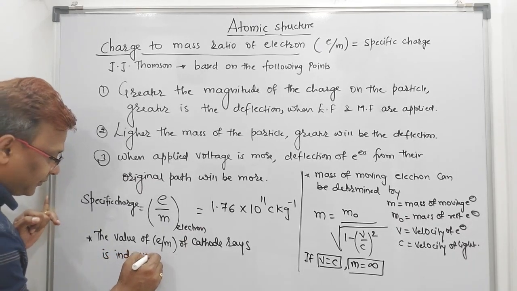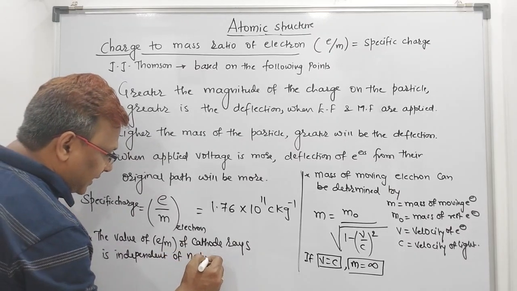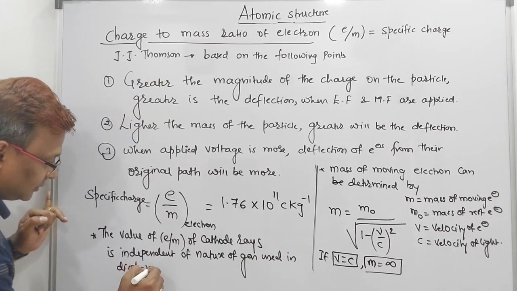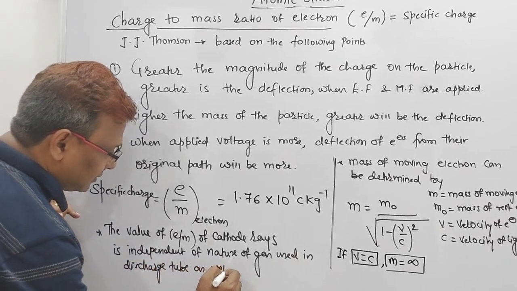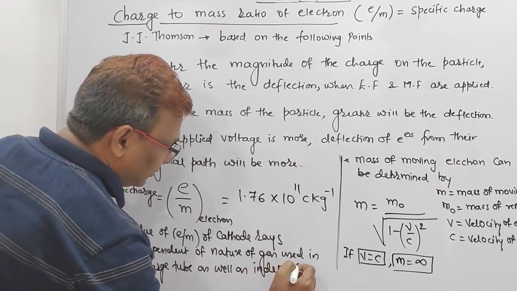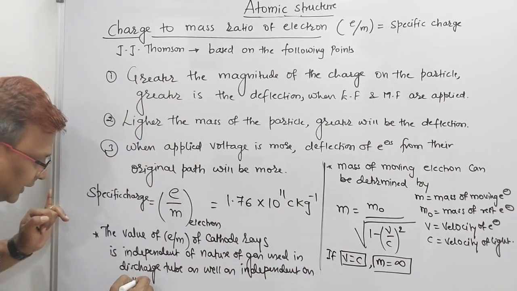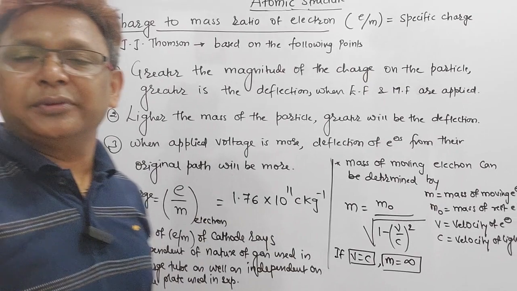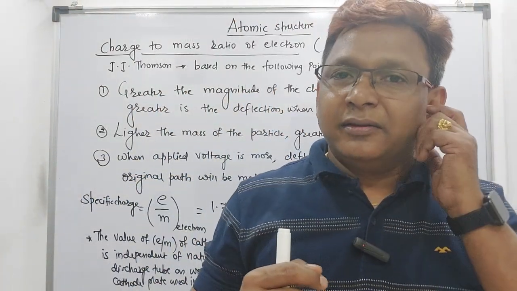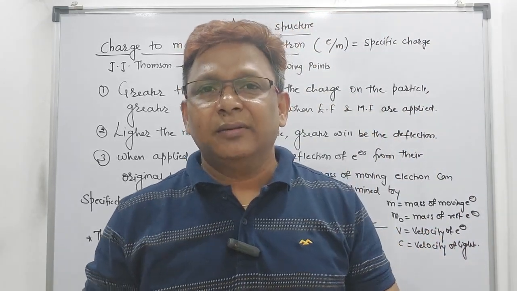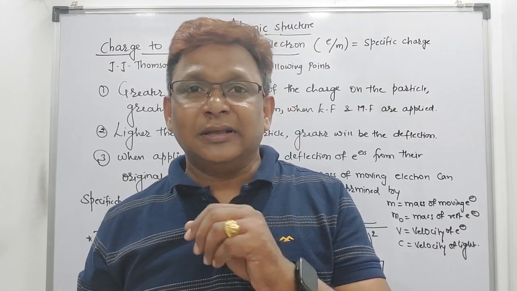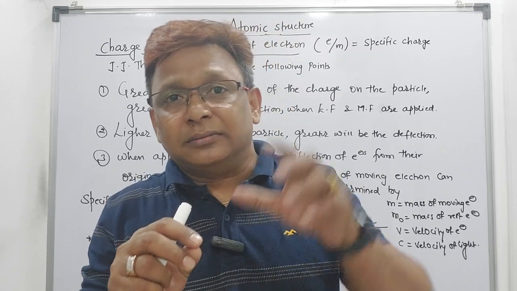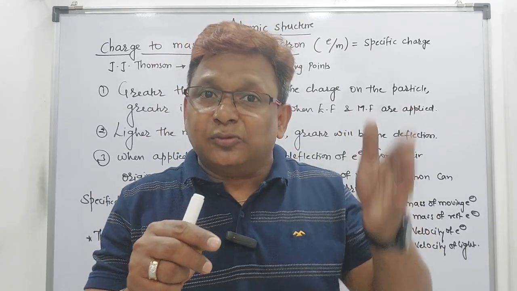That is also independent of the nature of the gas used in the discharge tube, as well as independent of the cathode plate used in the experiment. But do you remember what we saw in these experiments? When we use a gas, either hydrogen, nitrogen, any gas, the negatively charged particle is nothing but an electron. That electron doesn't mention which gas it is coming from, and that electron is nothing but the cathode rays. So, beta, the cathode rays are independent of the gas taken in the tube, as well as the plate we are using as electrode, the cathode plate.